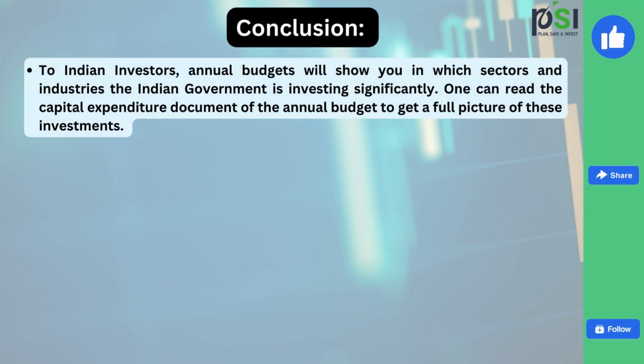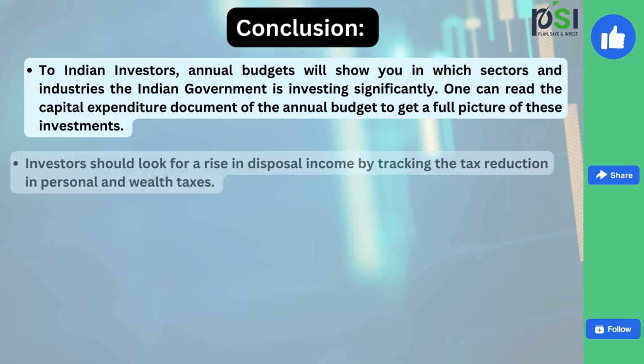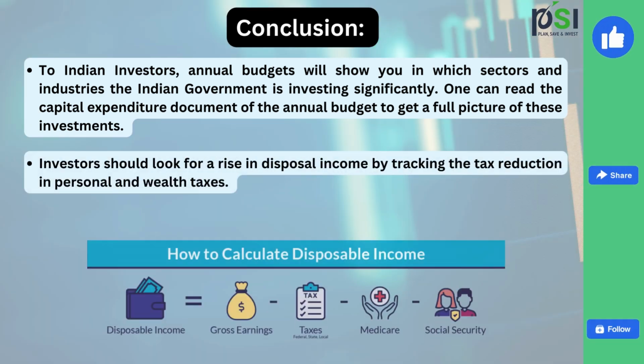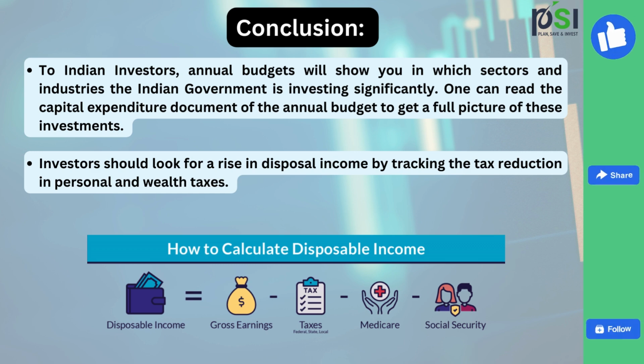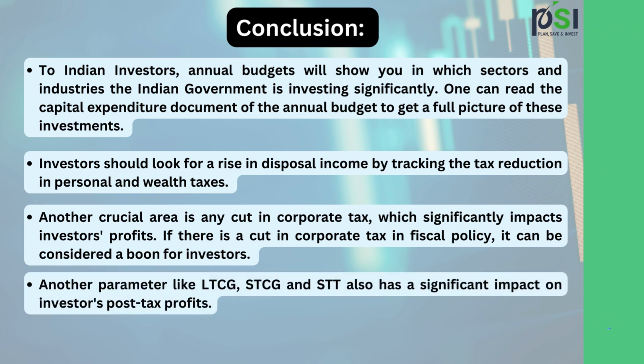Conclusion. To Indian investors, annual budgets show which sectors and industries the Indian government invests in significantly. The capital expenditure document of the yearly budget gives a complete picture of these investments. Investors should look for a rise in disposable income by tracking the tax reduction in personal and wealth taxes. Another crucial area is any cut in corporate tax, which significantly impacts investors' profits. If corporate tax is cut in fiscal policy, it can be considered a boon for investors. Other parameters like LTCG, STCG and STT also significantly impact investors' post-tax profits.